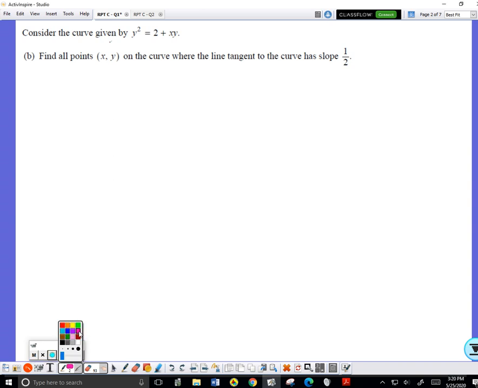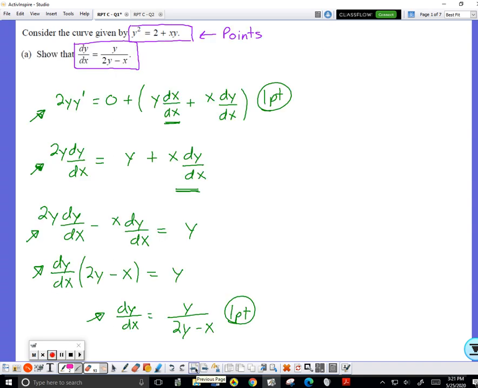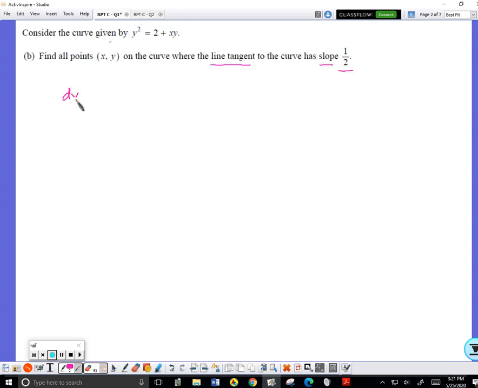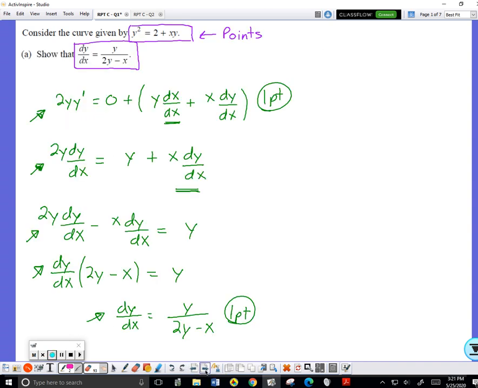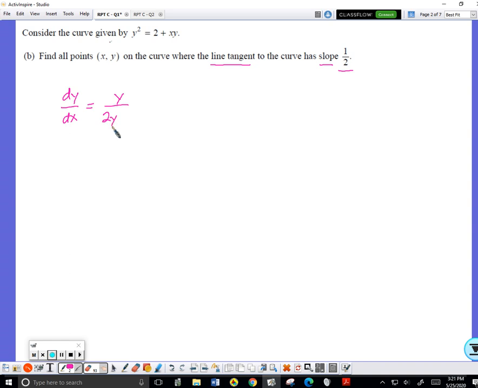Find all points on the curve where the line tangent has a slope of 1/2. So we have this formula back here. dy/dx equals y over 2y minus x. We're looking for where the slope is 1/2. So we want this to equal 1/2.